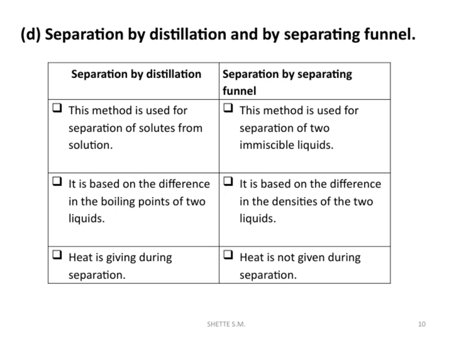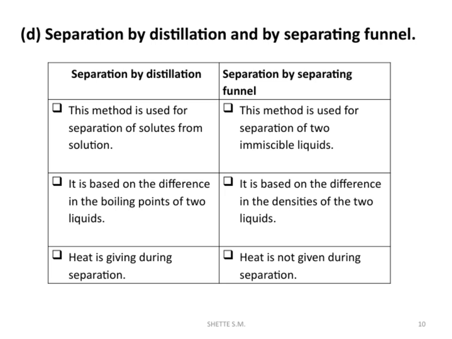On the other hand, separation by a separating funnel is used when dealing with two immiscible liquids, that is, liquids that don't mix like oil and water. This method relies on the difference in densities between the two liquids. Since one is usually denser, it settles at the bottom, allowing us to easily separate the layers by opening a tap at the bottom of the funnel. Importantly, no heat is involved in this process, making it a more straightforward physical separation technique.